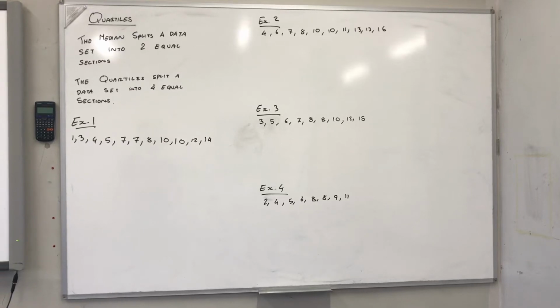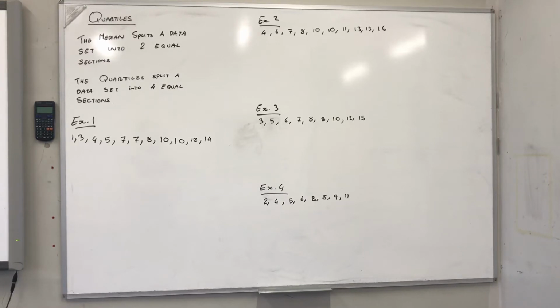Hi, so what we're going to do in this video is look at quartiles, which is a way of splitting data into four equal sections. Before, we've learned about the median, which we can now say splits a data set into two equal sections, the lowest half and the upper half. Whereas with the quartiles, we can split a data set into four equal sections.